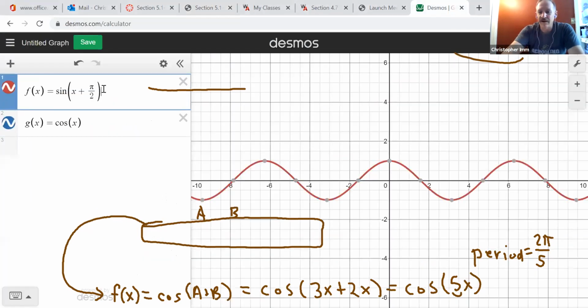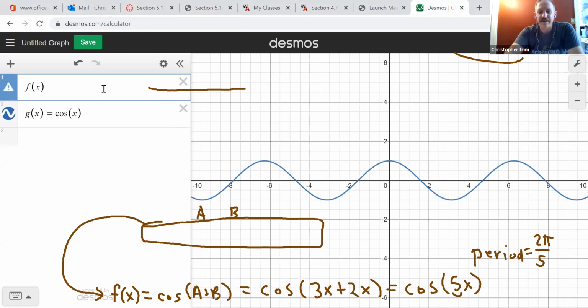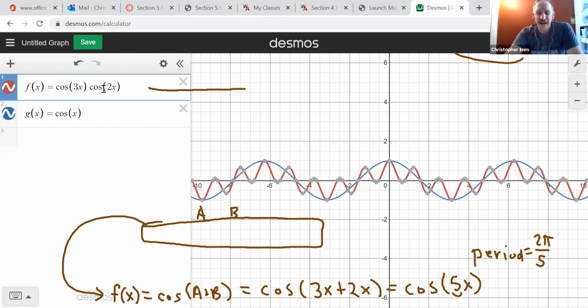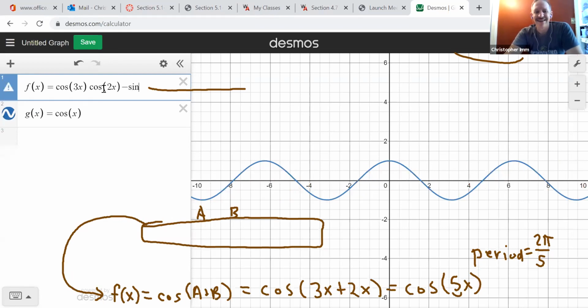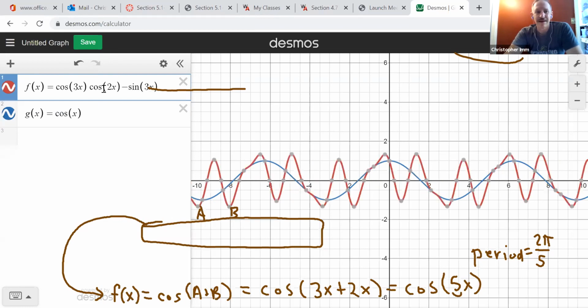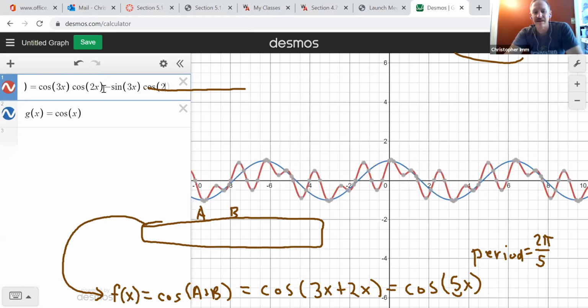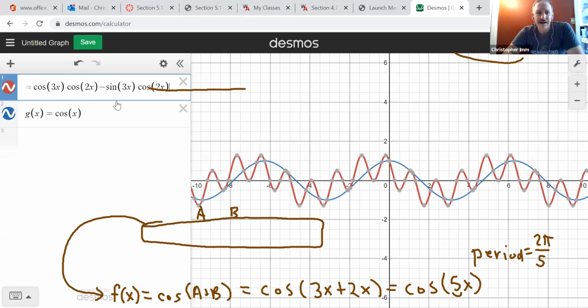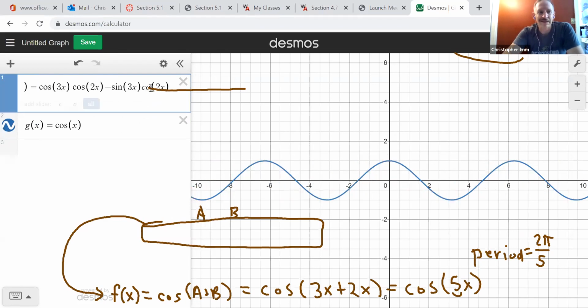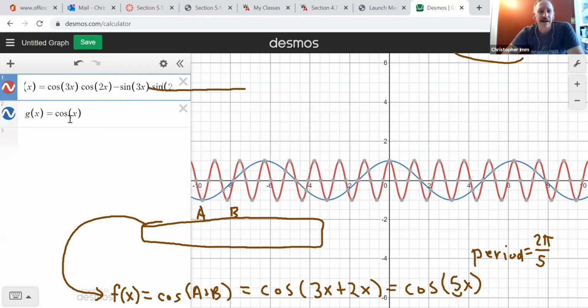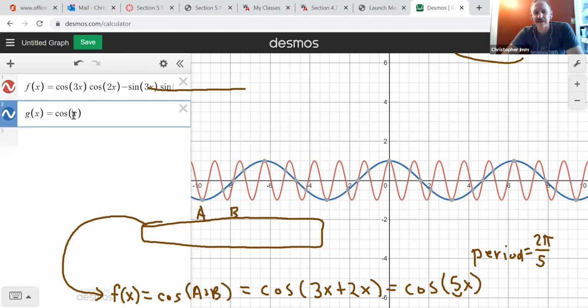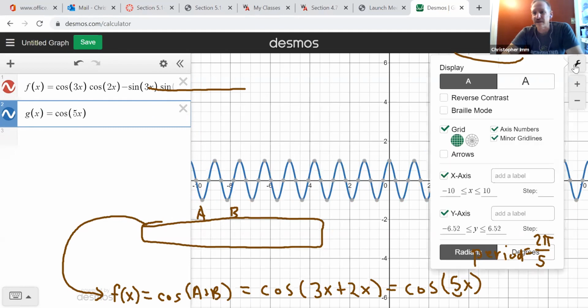So our first graph was cosine of 2x minus sine of 3x. No, sine of 2x. There we go. And then our next graph that we said that was equivalent to was cosine of 5x. They're exactly on.